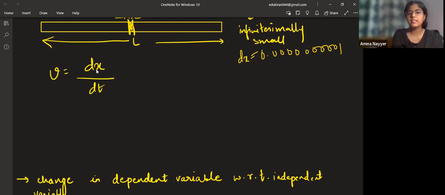Now, when I say something is getting divided like this, dx is getting divided by dt. This means x is getting differentiated with respect to t. x is getting differentiated with respect to t. How to identify whether x is getting differentiated?